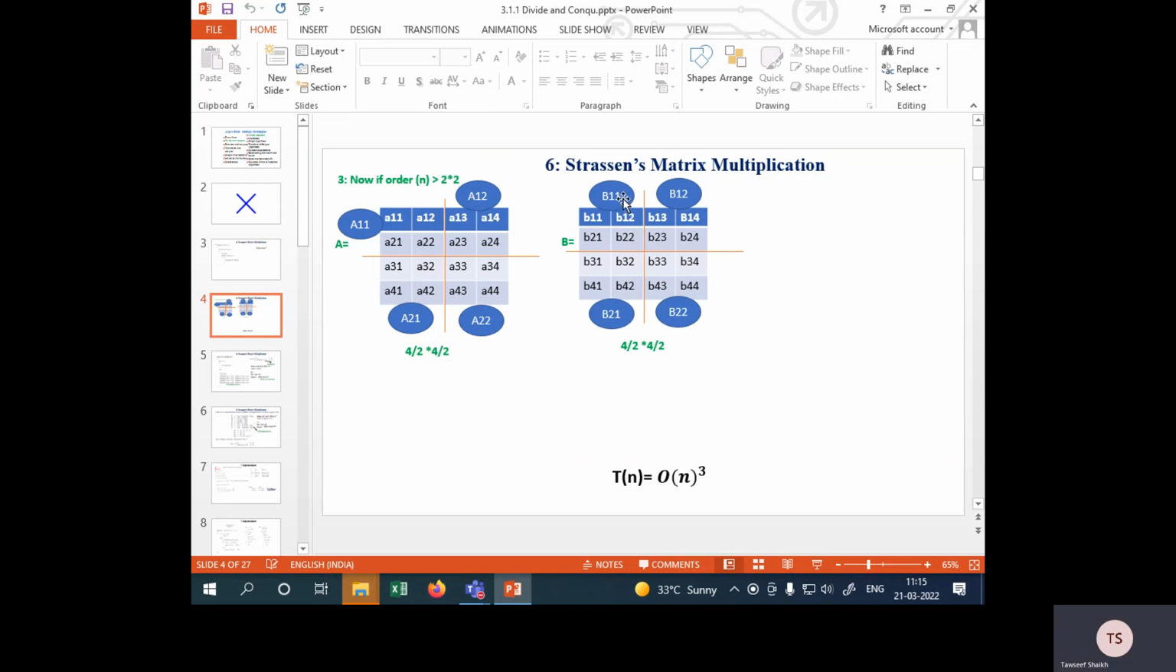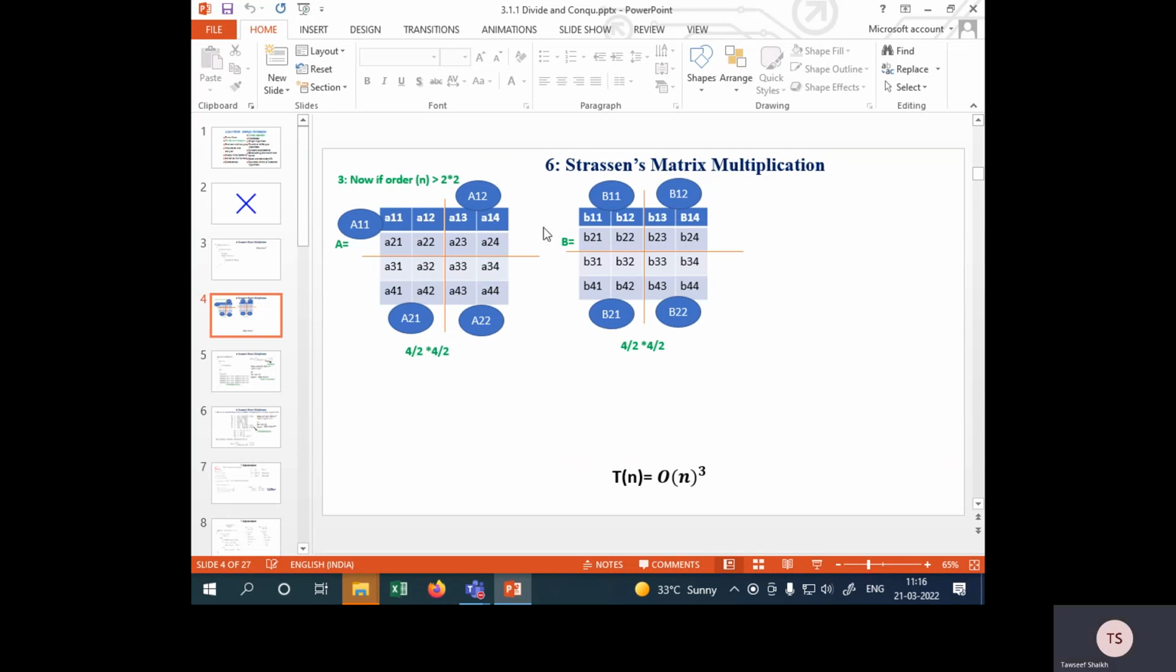Similarly, we do it for B11, B12. So we actually divide it into 2 parts. Initially, its size was n. Now we are dividing it by 2. So initially, its size was 4. We are dividing the row by 2 and column by 2. So we will get 1, 2, 3, 4, 5, 6, 7, 8. We will get 8 matrices, but of size 2 cross 2.